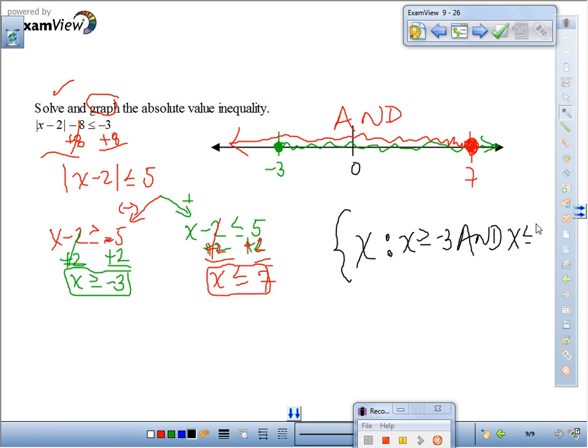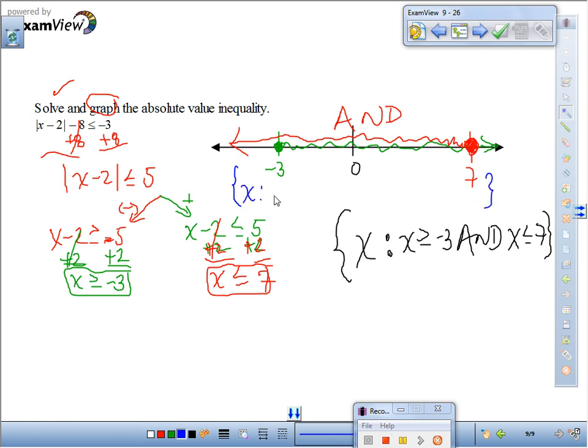X less than or equal to 7. Everybody see what I did? Okay. Now, for those of us that already know how to write it the other way, everybody look up. I'm going to do that in blue right here, my solution set. I just do it right underneath my graph.